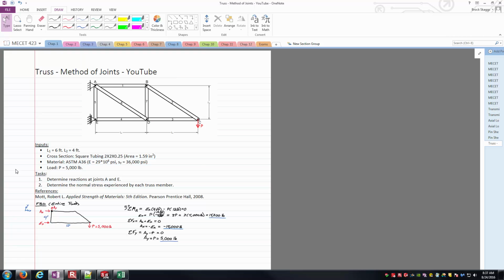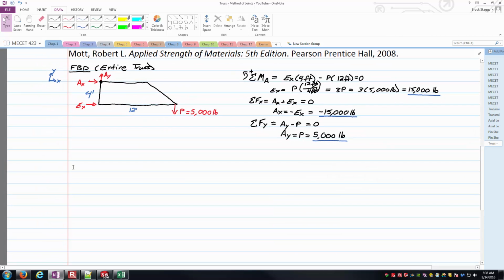Before we can calculate normal stresses, we have to calculate the forces carried by each of the members, because hopefully you're familiar with trusses. They're formed with two force members. The members themselves are assumed to be in pure tension and compression. With that, we have a formula we can use to calculate the normal stress: sigma is equal to F over A.